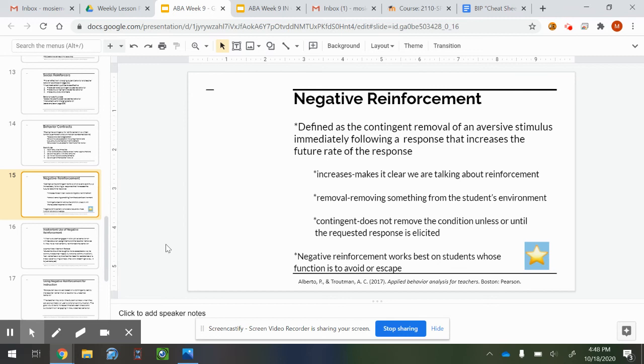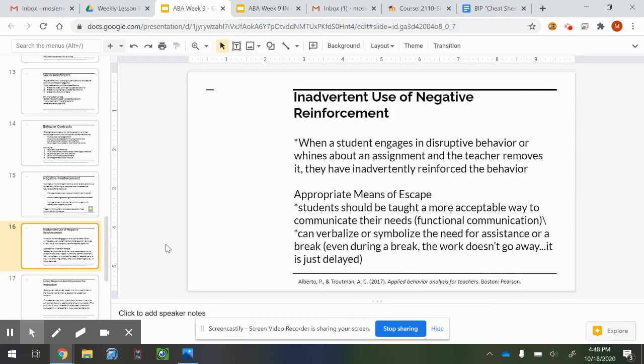Negative reinforcement works best on students whose function is to avoid or escape. We can inadvertently maintain undesired behavior with the use of negative reinforcement if we don't understand function. So, again, just going back to the whole function piece, it's so important to understand why your student is behaving the way they're behaving. When a student's engaging in disruptive behavior, or say whining, crying, throwing a fit about an assignment, and the teacher removes it, they're inadvertently reinforcing that behavior. They may think they're doing it for the best of intentions to get the student to stop engaging in that behavior, but what they're really doing is reinforcing it.